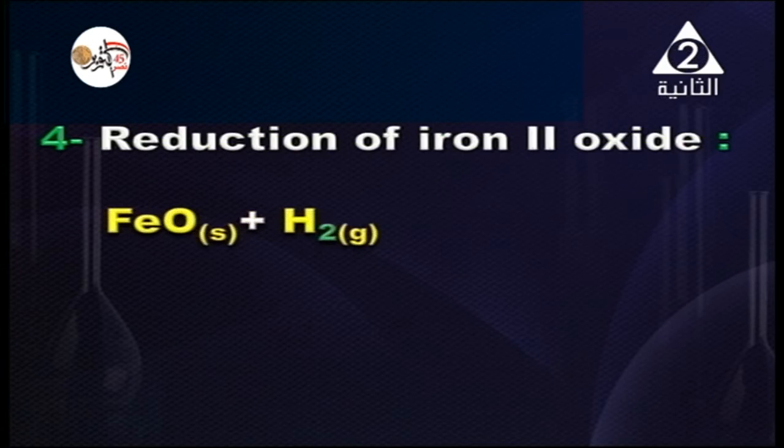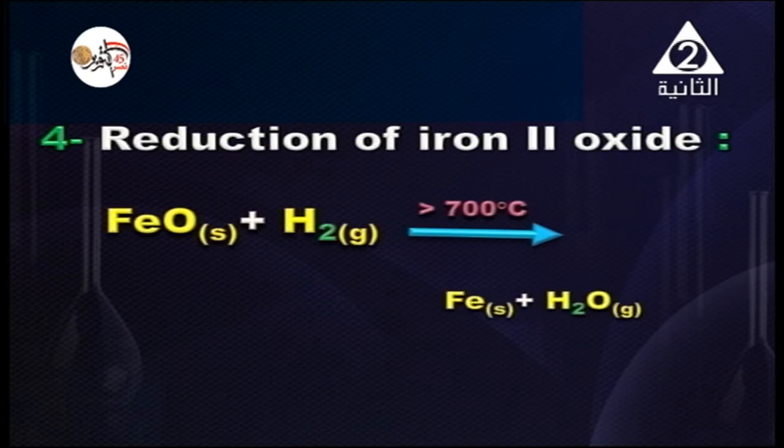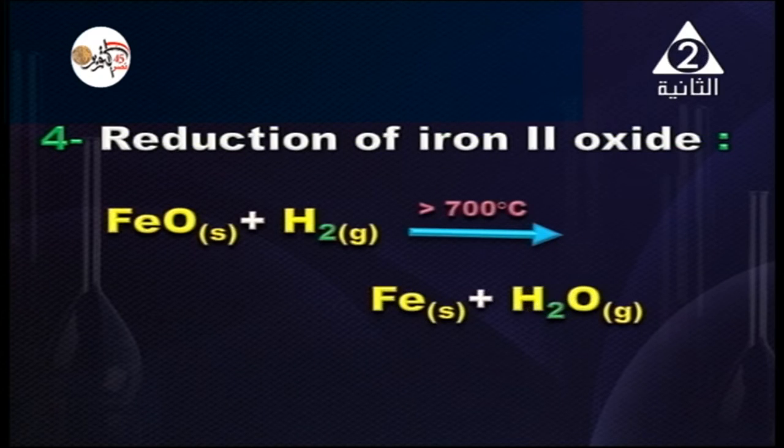Or we can use hydrogen for the reduction, as shown on the screen, FeO plus H2, also above 700 degrees Celsius, it gives iron, releasing water vapor.